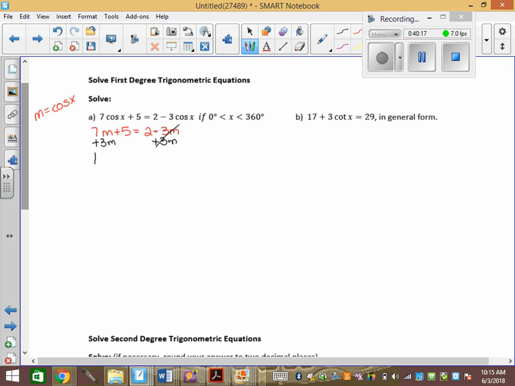So we're going to get 10m plus 5 equals 2. Subtract 5. 10m equals negative 3. Divide by 10. M equals negative 3 over 10. And m is actually cos theta equals negative 3 over 10.